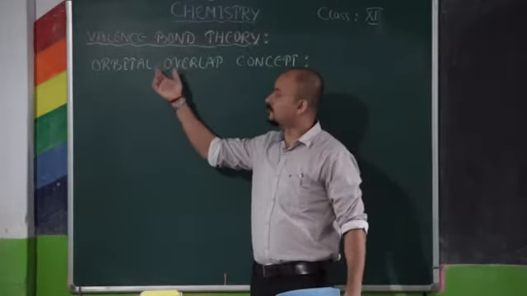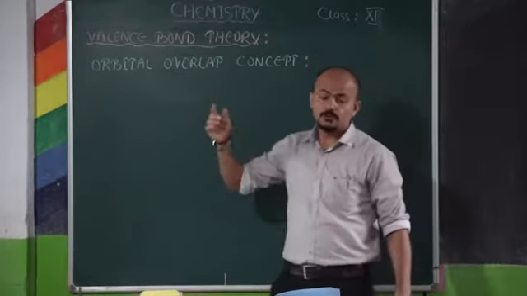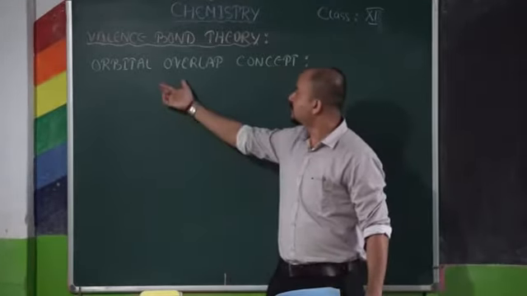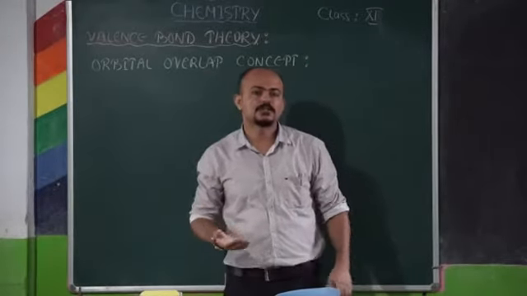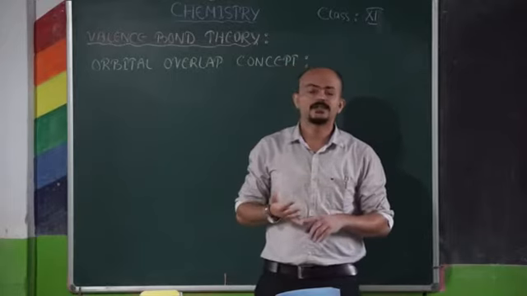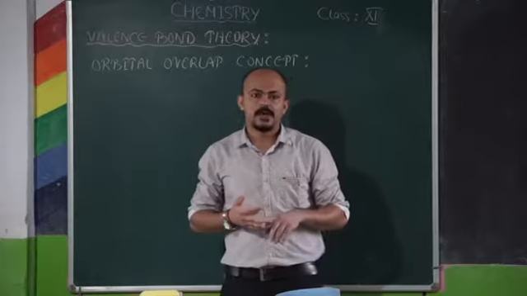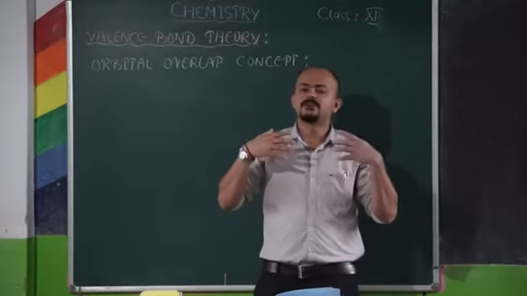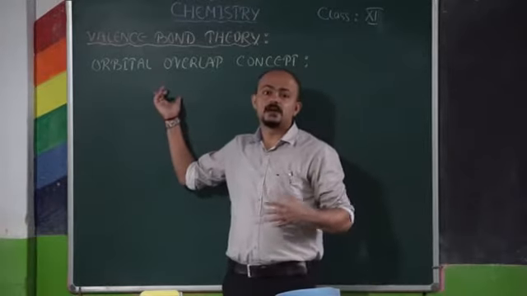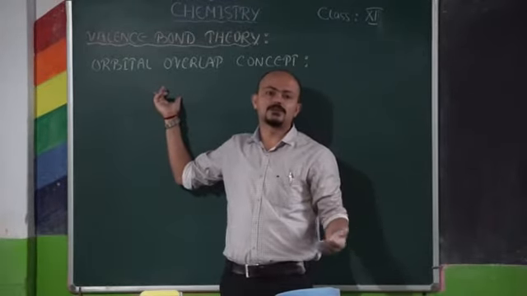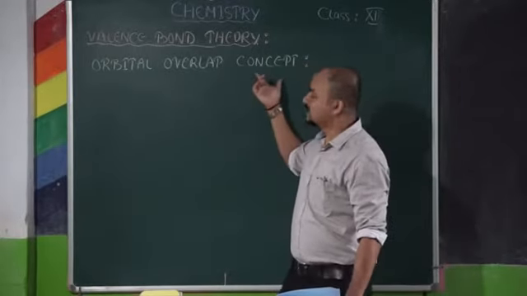Under valence bond theory, we will be discussing the orbital overlap concept. What you have to remember is that I have taught you about the shapes of s orbital, p orbital, and d orbital. Now, whenever they are involved in bond formation, what kind of overlap takes place and under what conditions? Those are the things that we are going to discuss today. So, the orbital overlap concept.